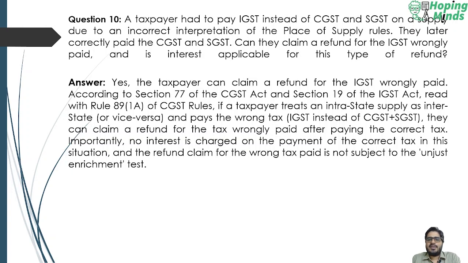So yes, the taxpayer can claim a refund for the IGST wrongly paid. According to section 77 of the CGST Act and section 19 of the IGST Act, read with rule 89(1)(a) of the CGST rules, if a taxpayer treats an intrastate supply as interstate or vice versa and pays the wrong tax, IGST instead of CGST plus SGST, they can claim a refund for the tax wrongly paid after paying the correct tax amount. Importantly, no interest is charged on the payment of the correct tax in this situation, and the refund claimed for the wrong taxes paid is not subject to the unjust enrichment test.